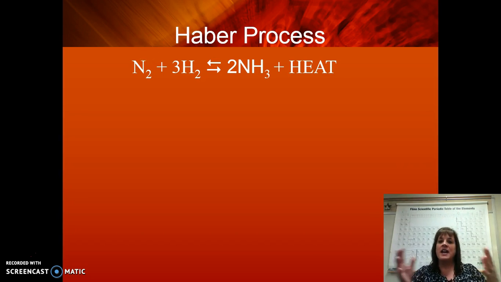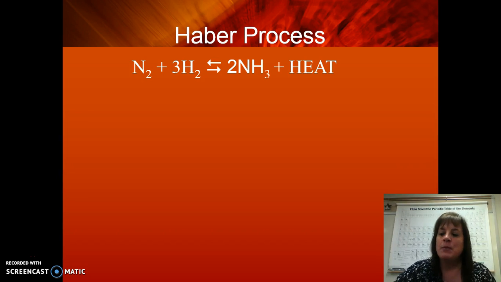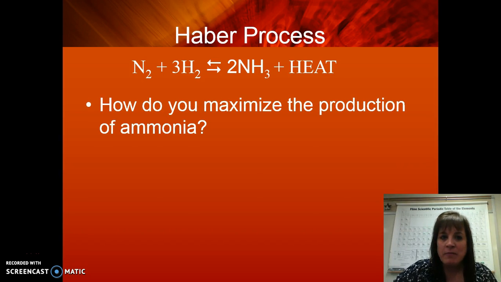All right, let's try a couple of problems here. Here is our Haber process again. The Haber process is actually an exothermic reaction. How could I maximize the production of ammonia? This is very economically important. What are some of the things I could do? Pause the video and think about it. Maybe write it down.